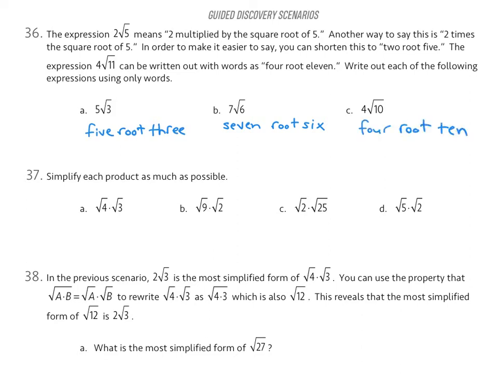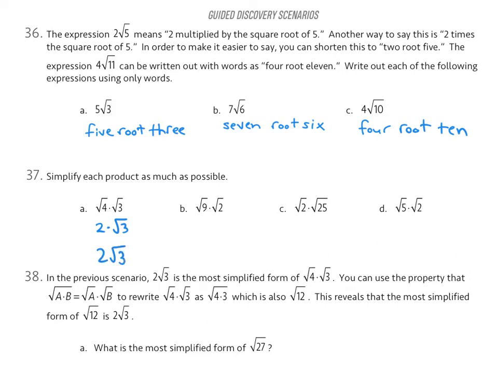37. Simplify each product as much as possible. Part A, the square root of 4 times the square root of 3. The square root of 4 is just 2, so I can bring that down as a 2, times the square root of 3, because I cannot simplify the square root of 3. And I can remove the dot and just write 2 root 3.